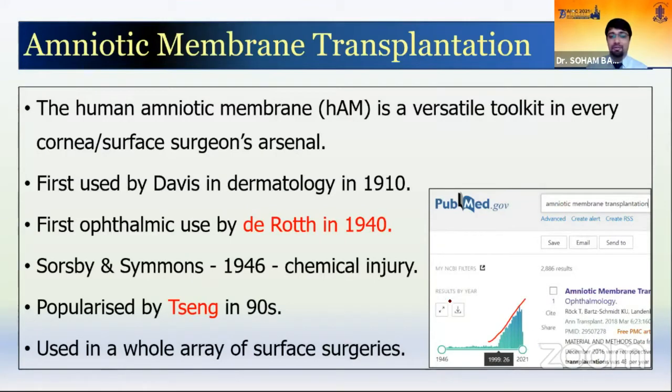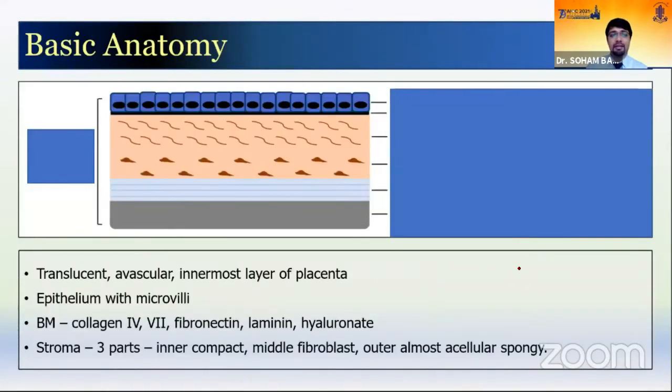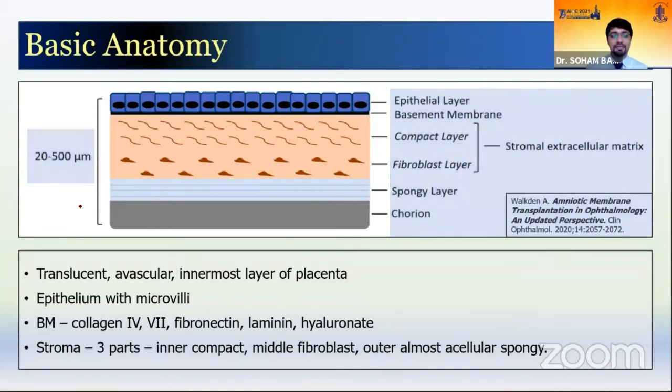increase from 1990 onwards. If you look at the basic anatomy, and if I'm not labeling this, you would mistake this to be a corneal histology. However, this actually is what the amniotic membrane microscopically looks like. It has an epithelium, then the basement membrane, which is collagen-wise very much similar to the cornea. Then there is a three-layered stroma, which has the compact layer, the fibrous layer, and the outermost spongy layer. This is where the fetus is, and this is where the maternal side is.